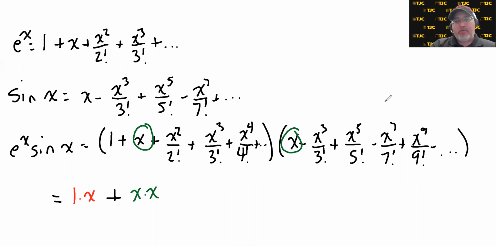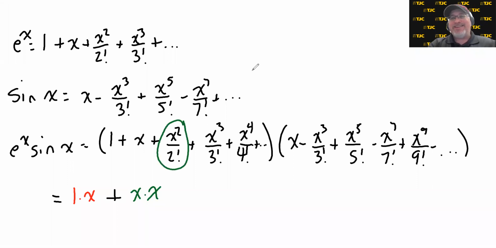Is it the only pair that will give us an x squared? Well, let's move to the next term in the first factor, which is an x squared term. In order to multiply it by something in the other factor and keep it an x squared term, that would have to be a constant, but there are no constants over here. So this x times this x is the only product that will give us an x squared term. All right, let's move to the x cubed terms.